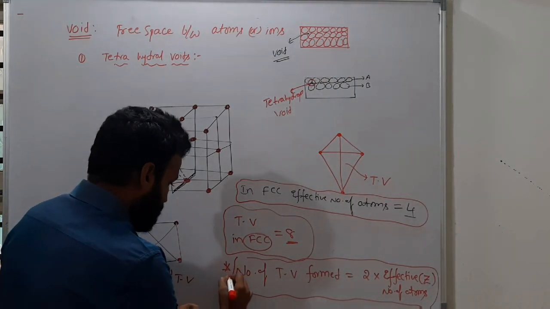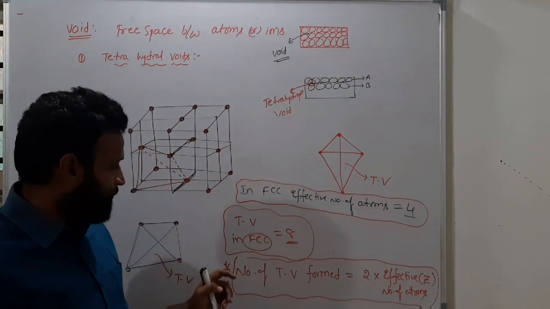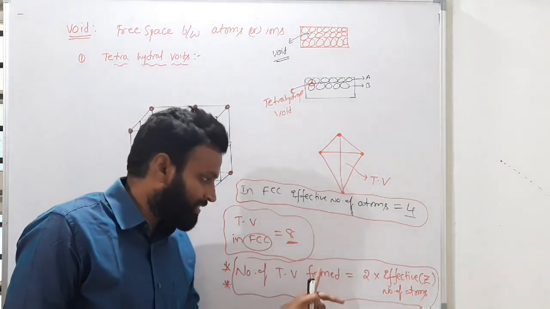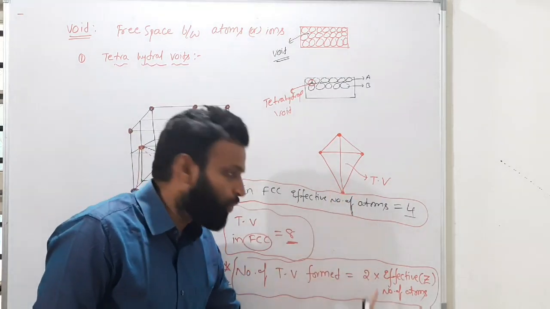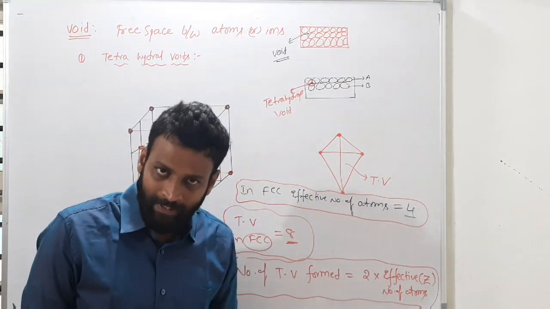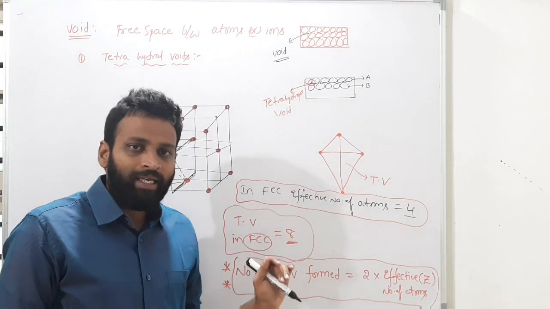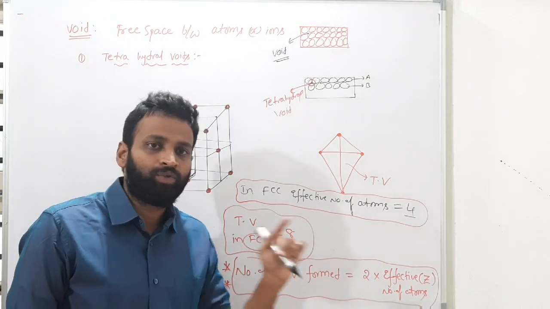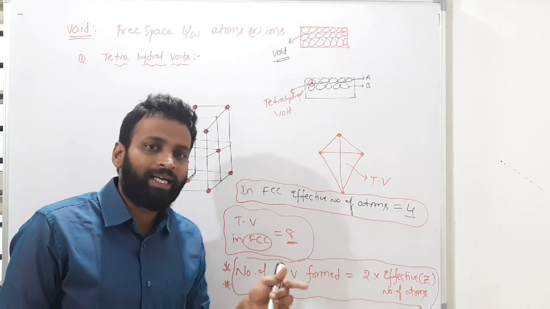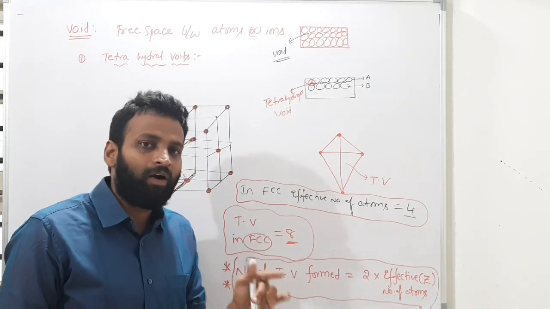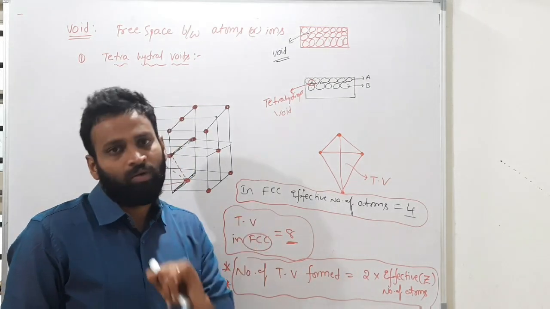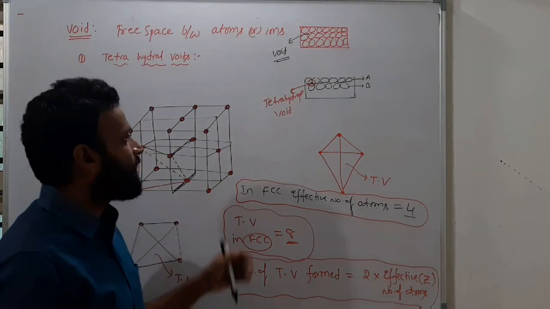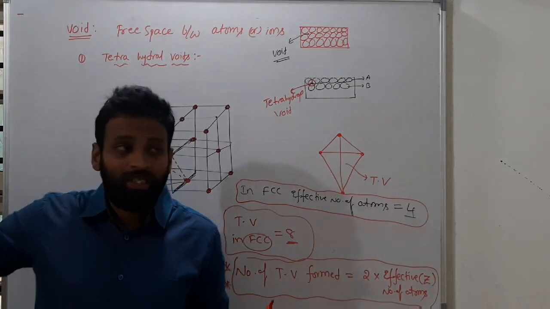So from that I have given this important conclusion for you. What is that important conclusion? The number of tetrahedral voids formed in any type of crystalline unit cell equals 2 into the effective number of atoms. So in any type of unit cell, in simple cubic, how many tetrahedral voids? 2 into 1. In BCC? 2 into 2. In FCC? 2 into 4, 8 tetrahedral voids. So what are tetrahedral voids? We discussed, and how many can be formed, I have given very clearly.